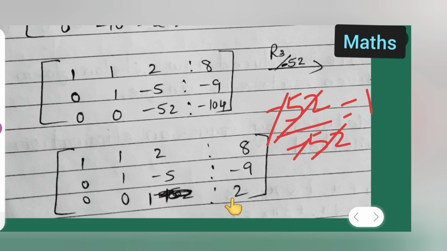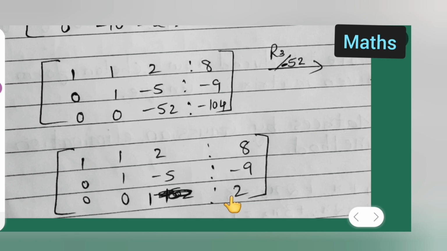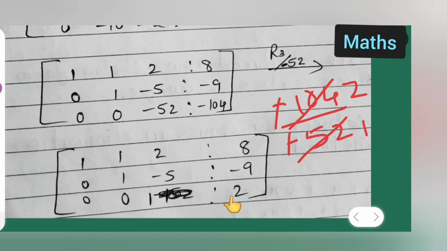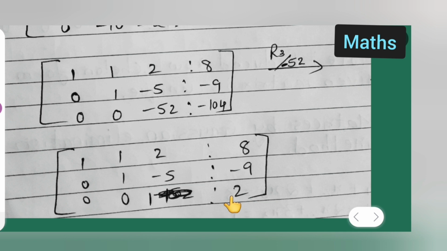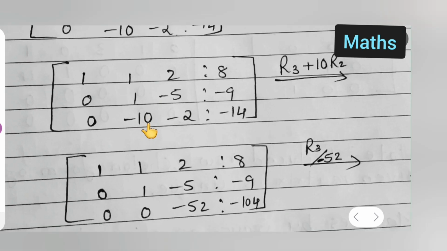Next is 2. So what is this thing? 104 divided by minus 52. So what is going to happen? Minus minus will get cancelled. 52 twos are 104, so we will get 2. So here 2 is the answer, right? Next, moving further.